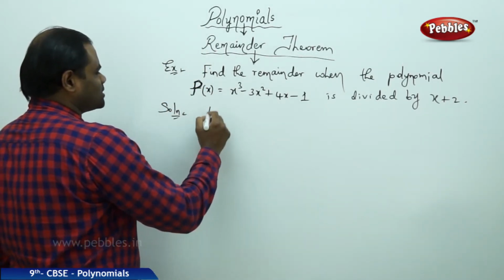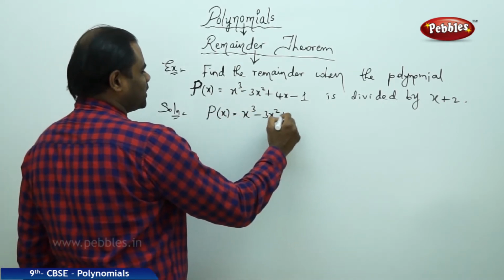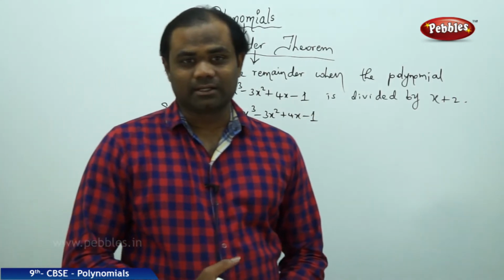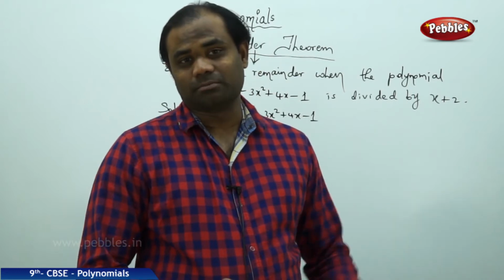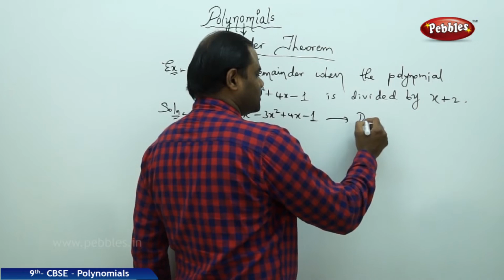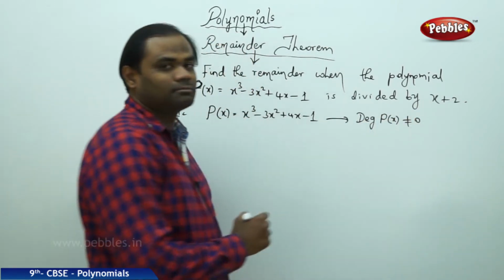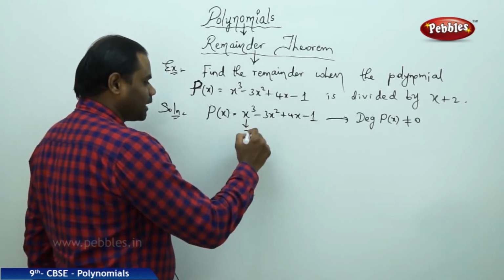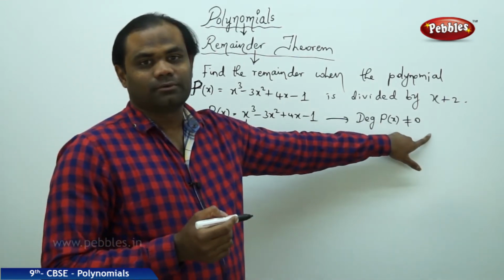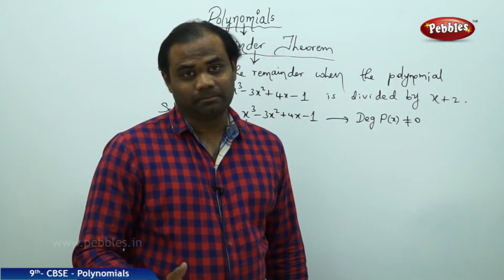As the polynomial is given to be p of x is x cubed minus 3x squared plus 4x minus 1, the first thing I identify is that this polynomial is not a constant polynomial. The first condition for remainder theorem is that degree of p of x should not be equal to 0. And clearly the degree of p of x is 3, and hence 3 is non-zero. Therefore, it satisfies the first condition of the remainder theorem.